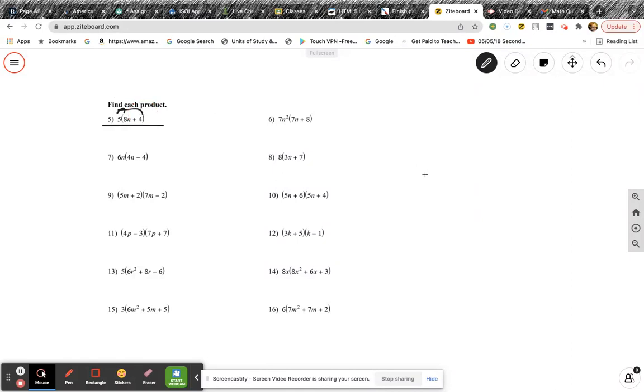Now, make sure that you are getting the variables right if there are variables. Like, for example, 5 times 8n, you would just do 5 times 8, which is 40. But then the n comes along for the ride. So 40n, and then 5 times 4 is 20, like so. Now look at this example.